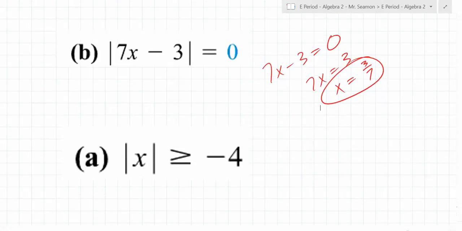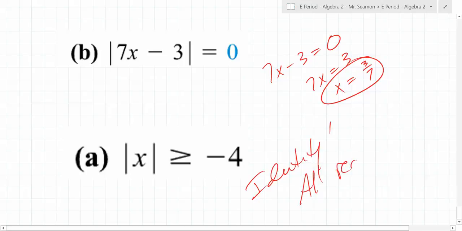What about that one right there? The absolute value of x is greater than or equal to negative 4. What's the solution set? The absolute value of anything is always what? What's the relationship between a positive number and negative 4? Positive is greater. Is greater than. So when is the absolute value of x greater than negative 4? Always. So what's the solution to this? Identity.